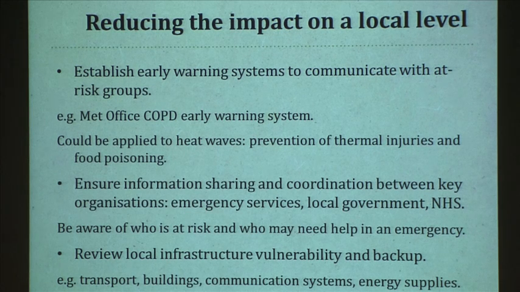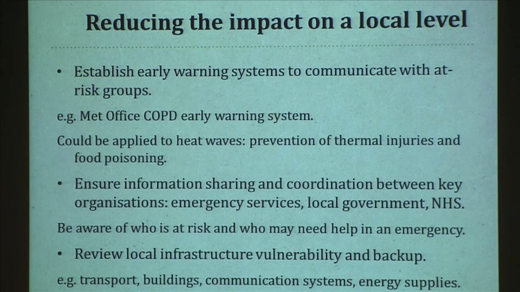These are just some of the ideas that came out of those workshops, and that we found in the literature about reducing the impacts of climate change on a local level. There are a few more we've covered in the report, but these are just some of them. So for example, to establish early warning systems to communicate with at-risk groups. The Met Office have an early warning for people with COPD who can register, and then if there's weather coming that's likely to bring on their COPD, or make it worse, they'll get an automated telephone call from the Met Office who will give them advice about what precautions they need to take, and how they can minimise their risk.